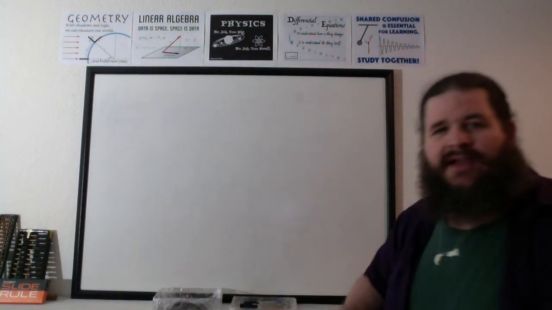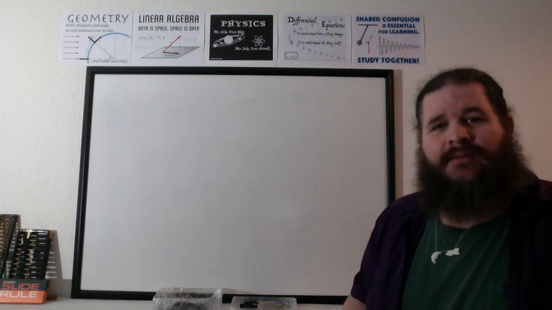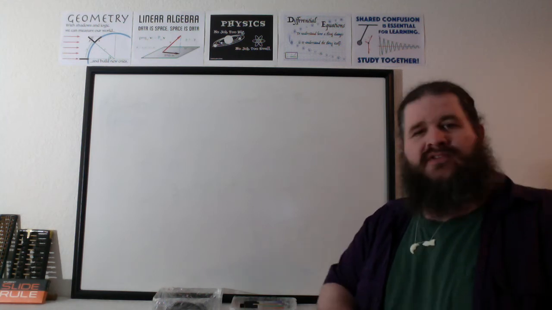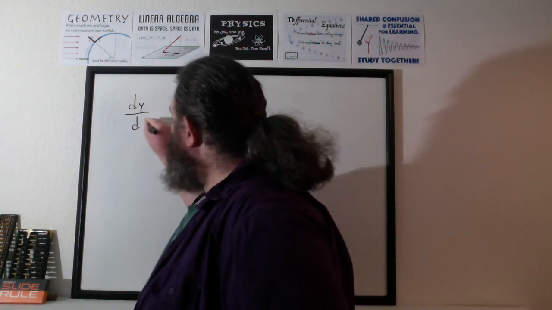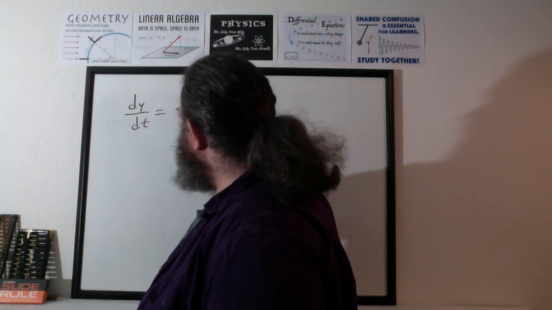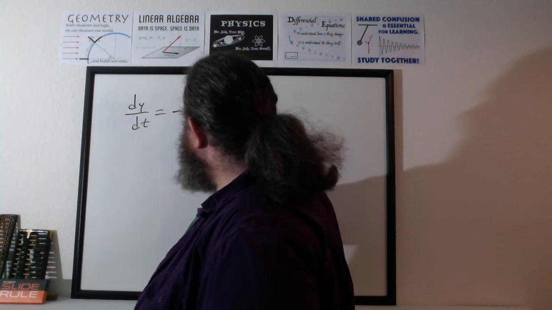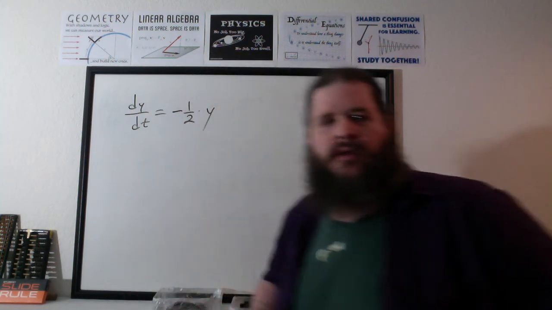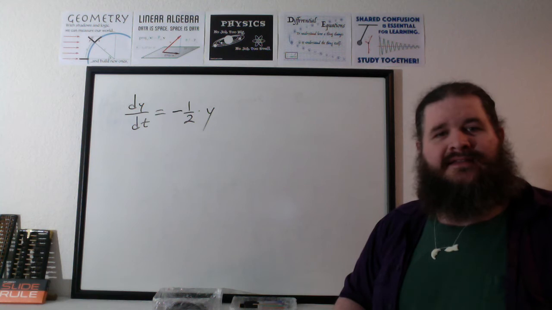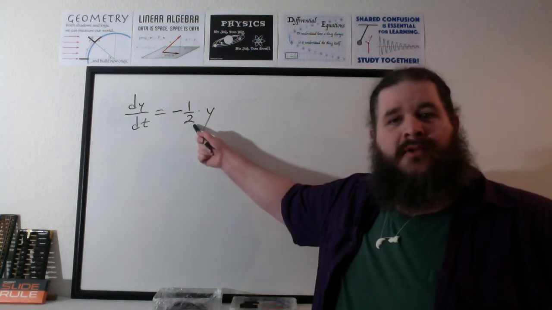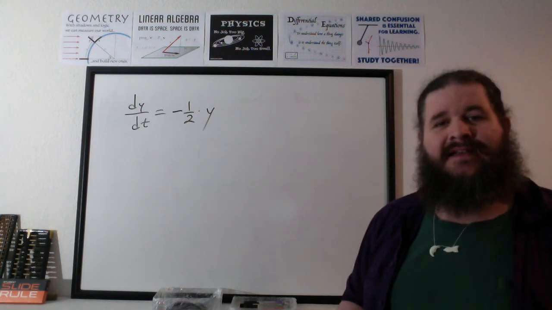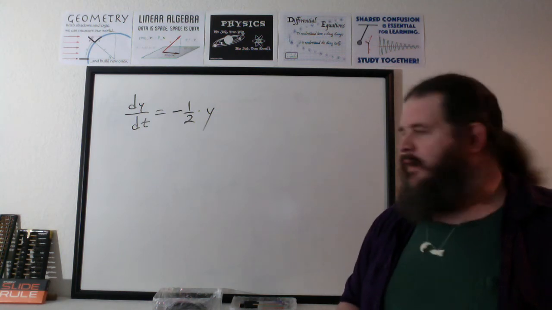y prime equals y is pretty straightforward. You just get something times e to the t. Let's make that one step more complicated. Let's say we have dy dt equals, let's say, -1/2 times y. So now instead of having the derivative be the same as the function, the derivative is a constant multiplier times the function itself, exactly -1/2 times the value of the function.